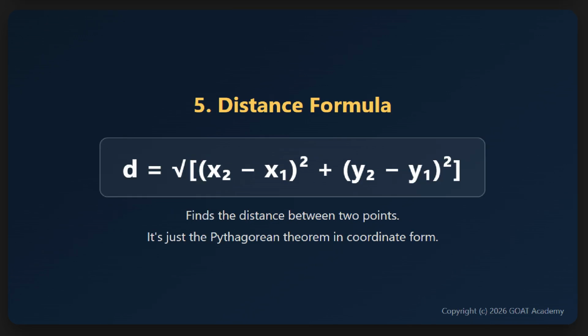The distance formula is d equals the square root of x2 minus x1 squared plus y2 minus y1 squared. It finds the distance between 2 points on the coordinate plane. If you look closely, you'll see it's just the Pythagorean theorem applied to the right triangle formed by the horizontal and vertical distances between the points.